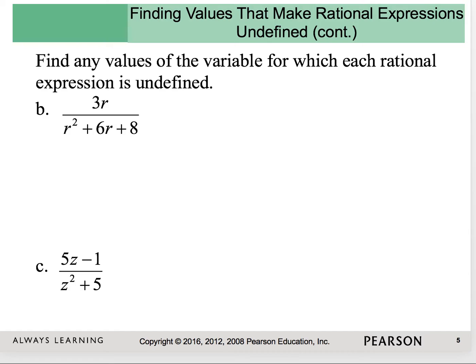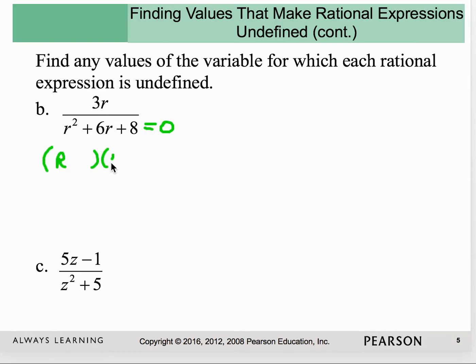Okay, same thing. Find the values that make the expression undefined. So all I need to know are what values make that denominator 0. And this time there's going to be 2 values, right? How do you solve a quadratic equation? You make it equal 0, so we're good. And then you factor. Okay?